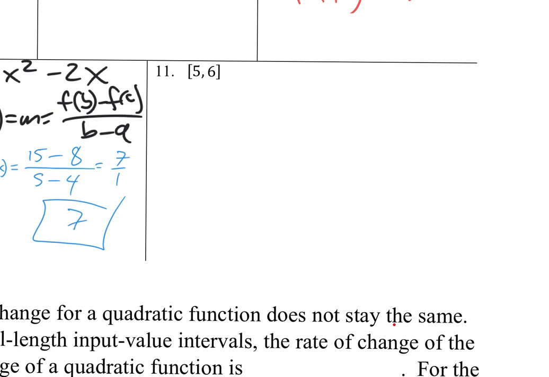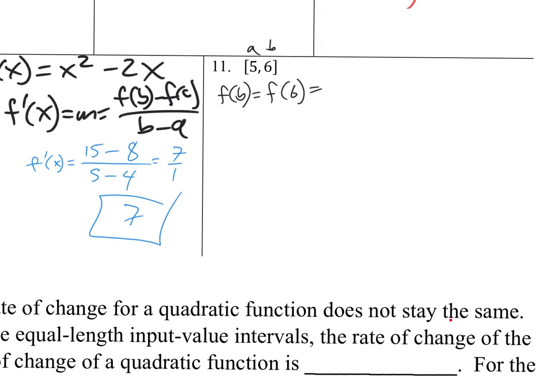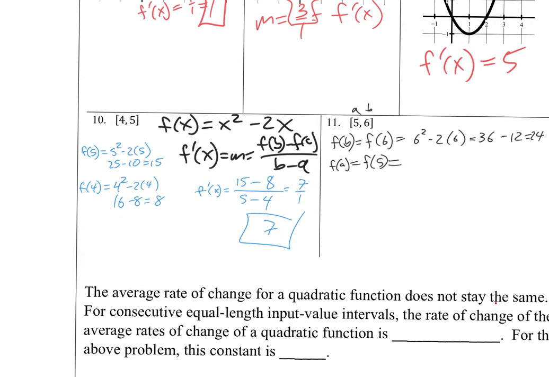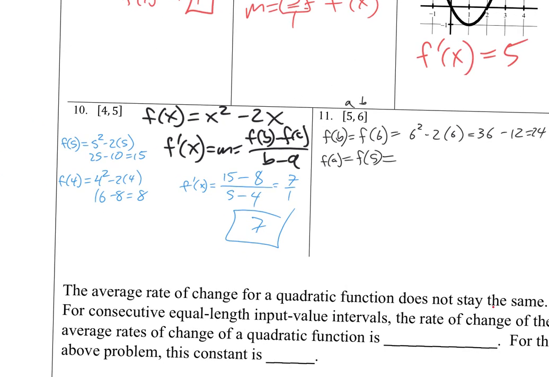But I have an A, I have a B. I need f of b, or f of 6. So it would be, let's look at the equation, 6 squared minus 2 times 6, or 36 minus 12, which is 24. And my f of a, which is f of 5, I already know. Remember, we did this already over here. So we can just take it and put it right here, 15.